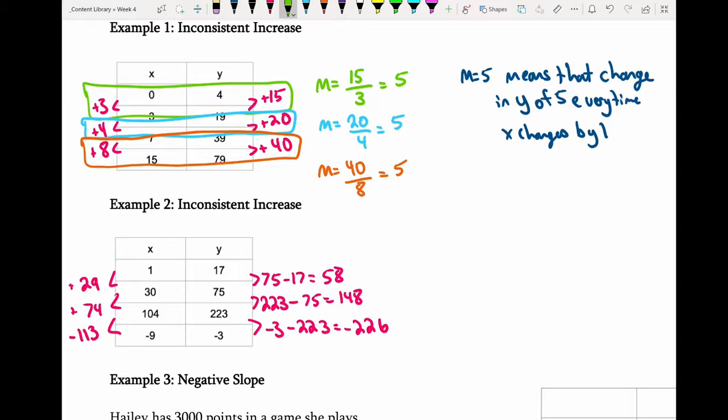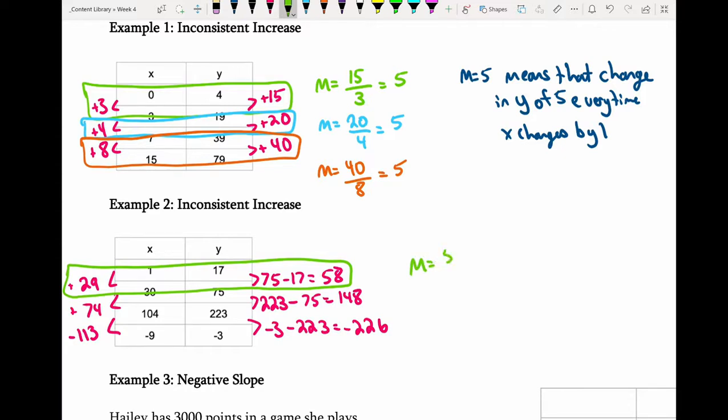If I want to find my m value, again, I have three pairs of changes to look at. If I look at the first one, m equals, again, the change in y over change in x. So for the first pair, 58 over 29, this can be reduced to 2.